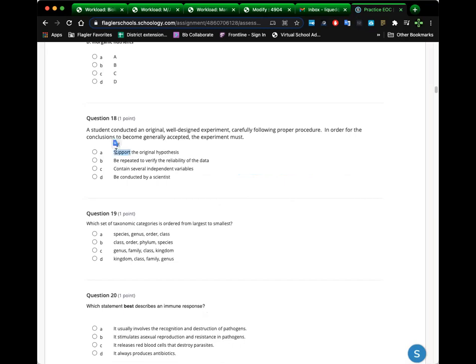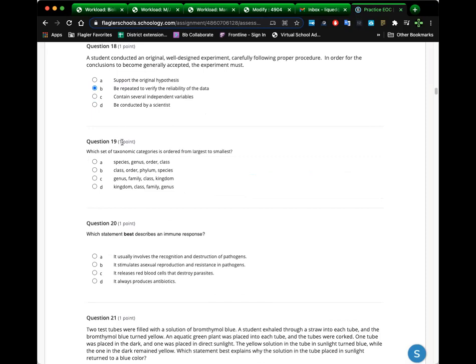Okay, so you don't have to support the hypothesis. It's just an educated guess. That doesn't mean it's generally accepted or not. It definitely has to be repeated over and over. That's going to be the answer. You shouldn't have several variables. It does not have to be conducted by a scientist.